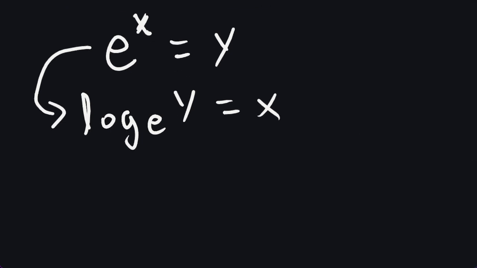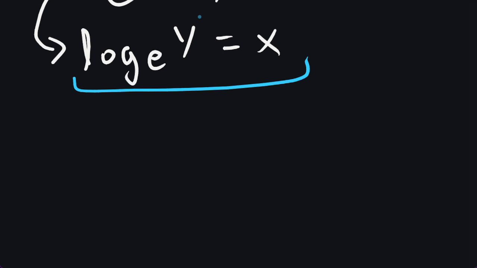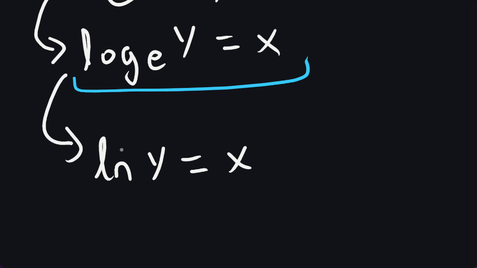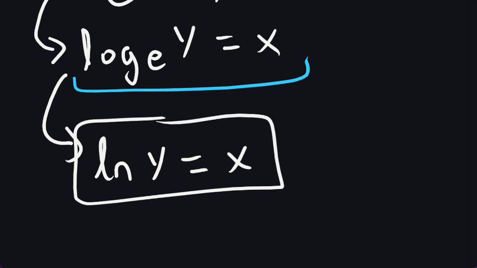Whenever you have log base e, this is known as the natural logarithm. On many calculators, you'll see the function ln. ln is the natural logarithm. So another way to write log base e of y equals x is ln of y equals x. This is the same thing. And again, ln is the natural logarithm.